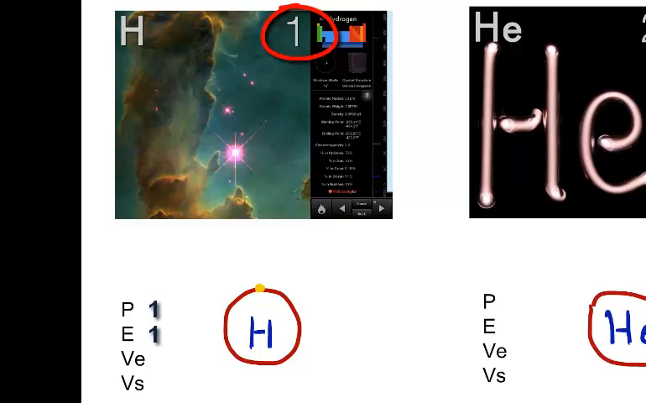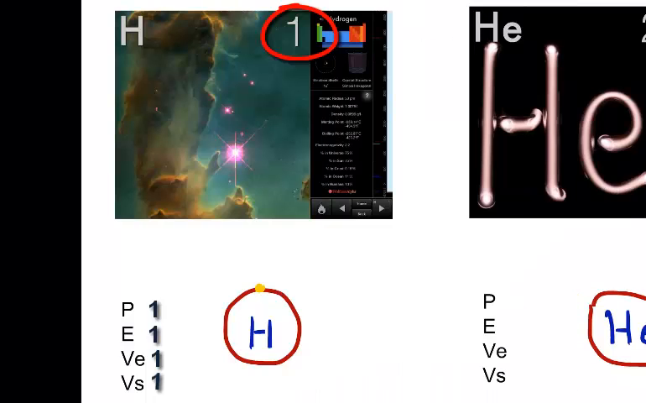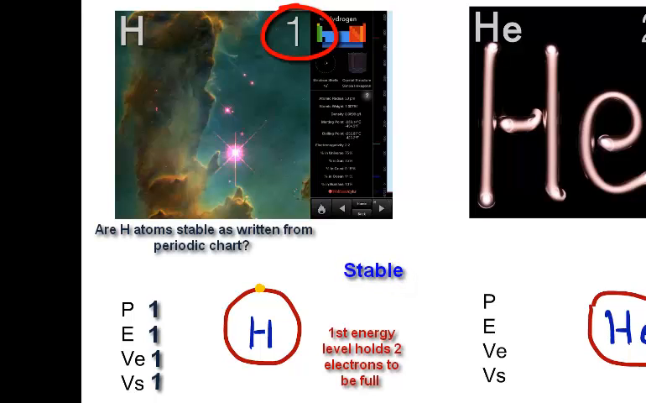Now, if you have 1 electron in the outermost energy level of hydrogen, then the valence electron count for hydrogen would be 1, and the energy level in this case would be 1. This first energy level is going to hold 2 electrons to be full. So is the hydrogen atom stable in nature as written from the periodic chart? Does it obey the rule of 8? It does not, because the outermost energy level in this case holds 2 to be full, and it only has 1 with hydrogen.